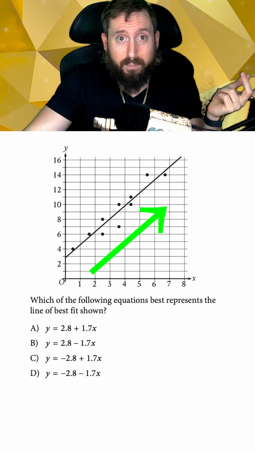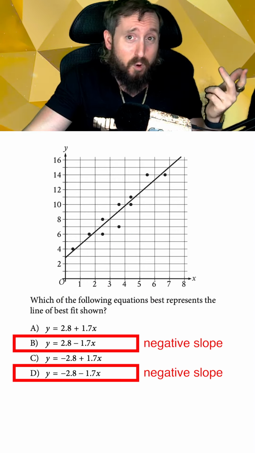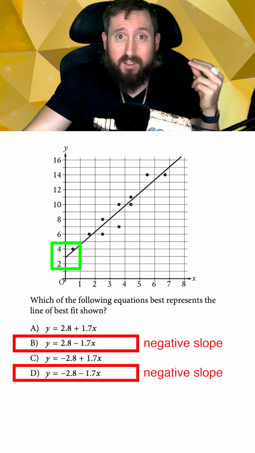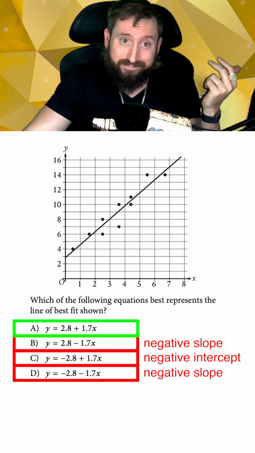Since the line is going up, the slope is positive, which means it can't be choice B or D. Furthermore, the y-intercept is also positive, so that eliminates choice C. And so now the only choice left is the correct answer, choice A.